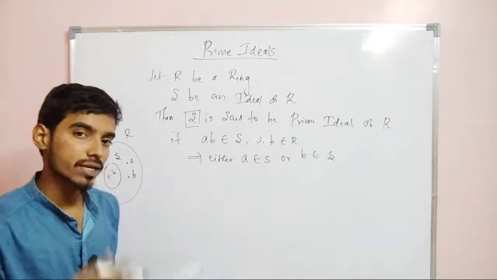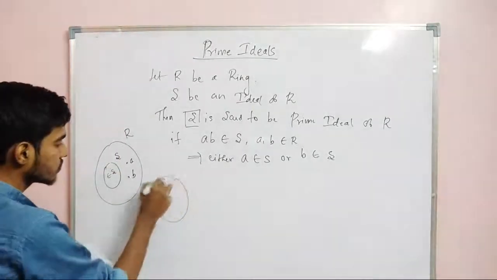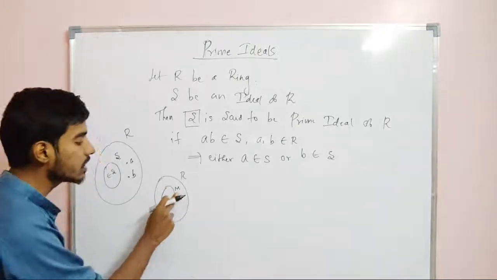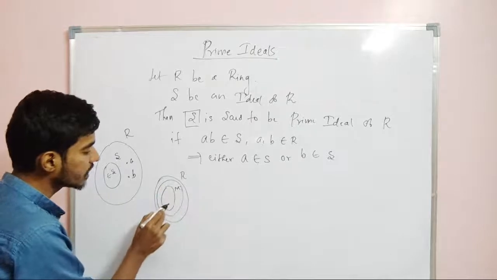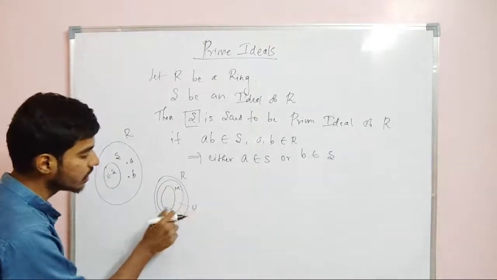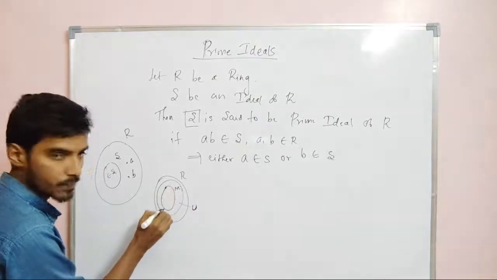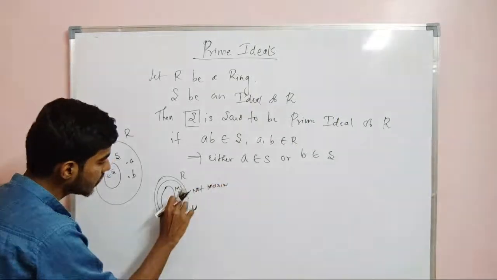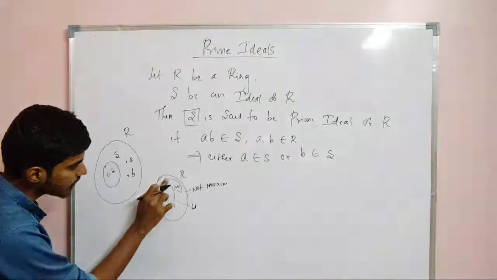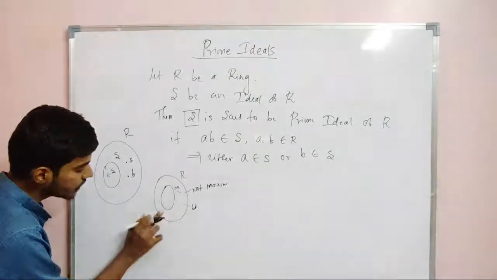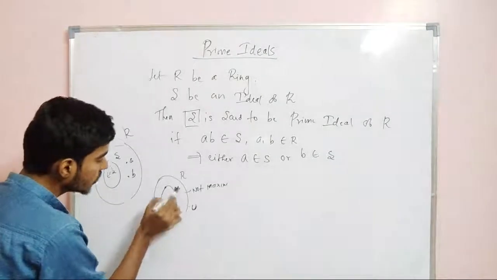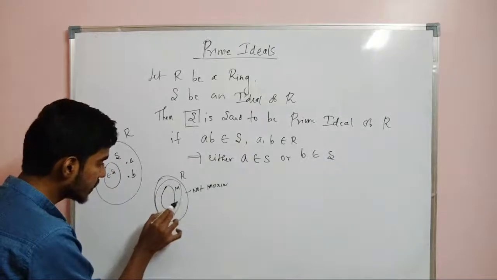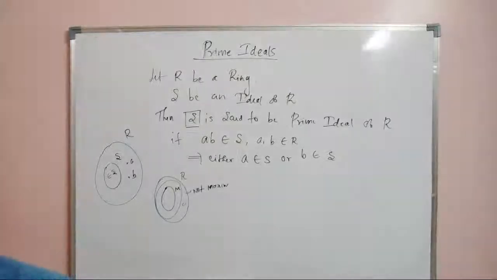Let us recall the definition of maximal ideal. Let us say this is our ring R, and this is M. This is an ideal, and this ideal is said to be maximal if there is no ideal properly containing M other than R. If U is another ideal and M is properly contained in U, with U not equal to R, then M is not maximal. Surely R will always contain every ideal.